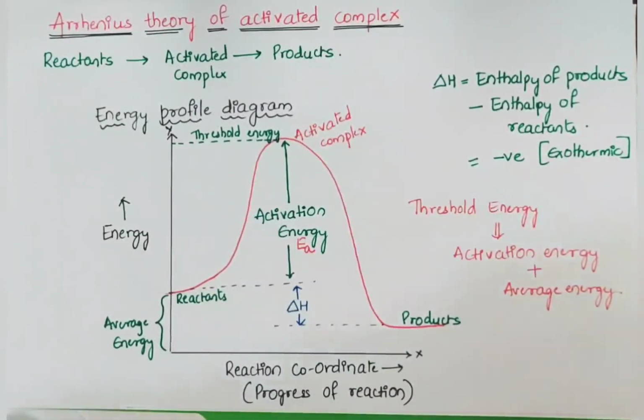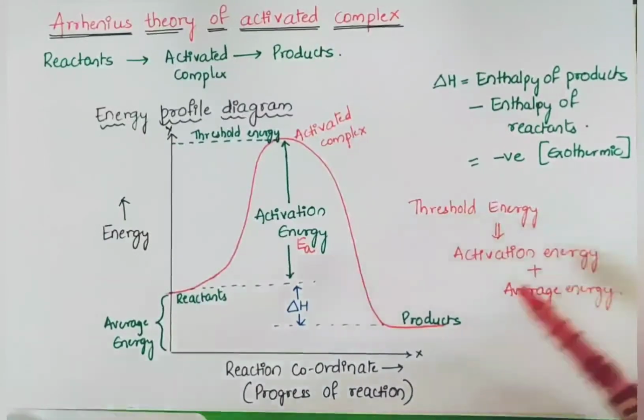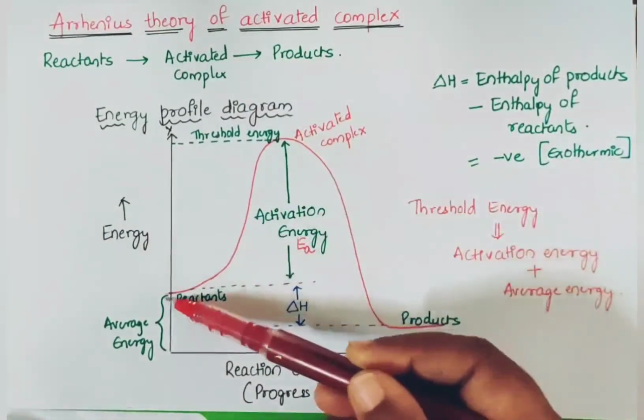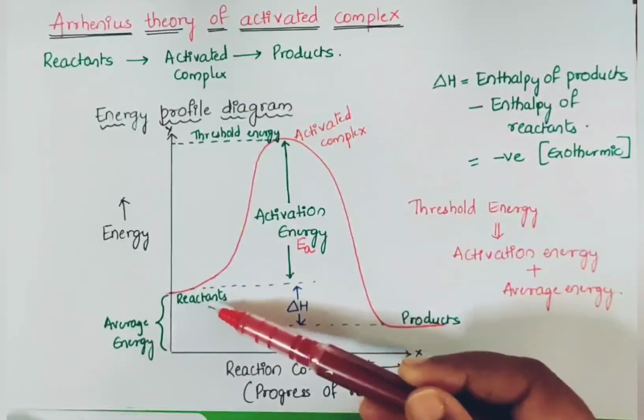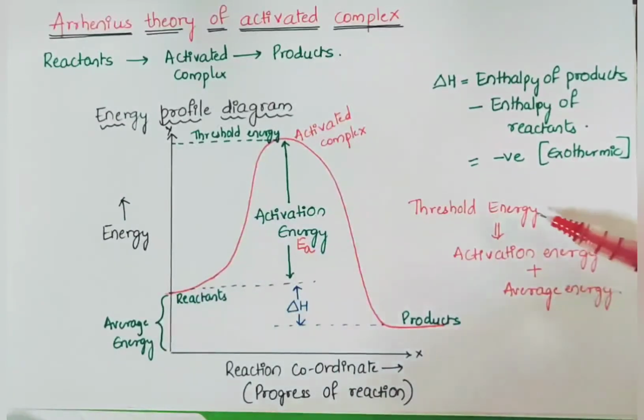So what is energy of activation? It is the extra energy that is supplied or absorbed by the reactant molecules, so that they reach an energy equal to the threshold energy and can form product. So what is this threshold energy equal to? It will be equal to this activation energy plus the energy that the reactant has, that is nothing but the average energy. So threshold energy is equal to activation energy plus average energy.